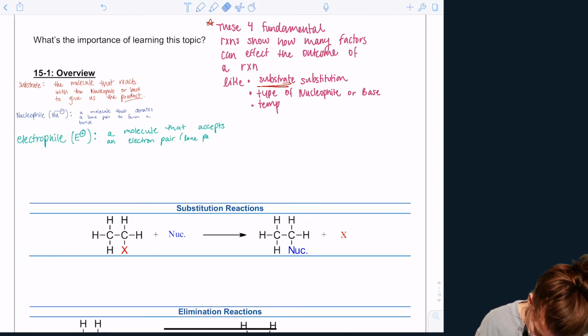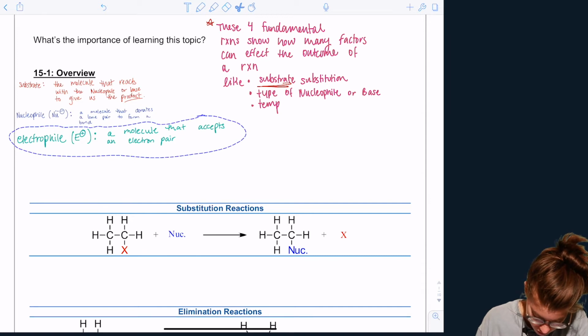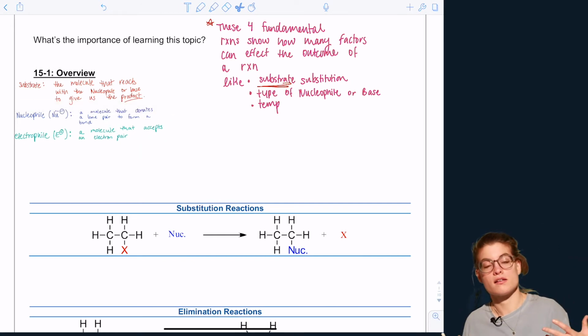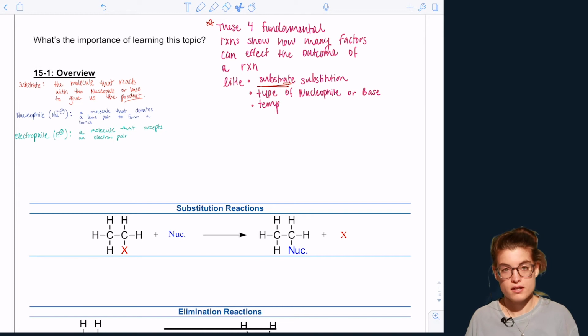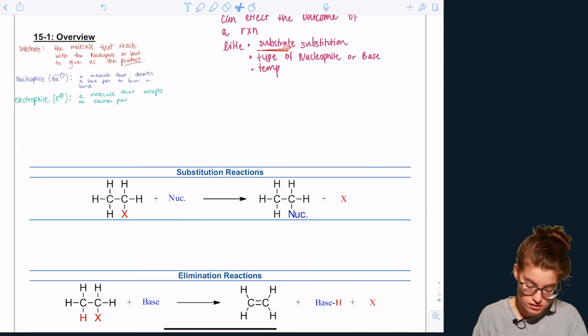I guess it doesn't have to be a lone pair necessarily, but it usually is because it's usually from the nucleophile, right? Okie dokie. So there we go. So nucleophiles attack electrophiles, right? Remember, negative electrons attack positive. So, okay, what's another word? We need to know, yes.